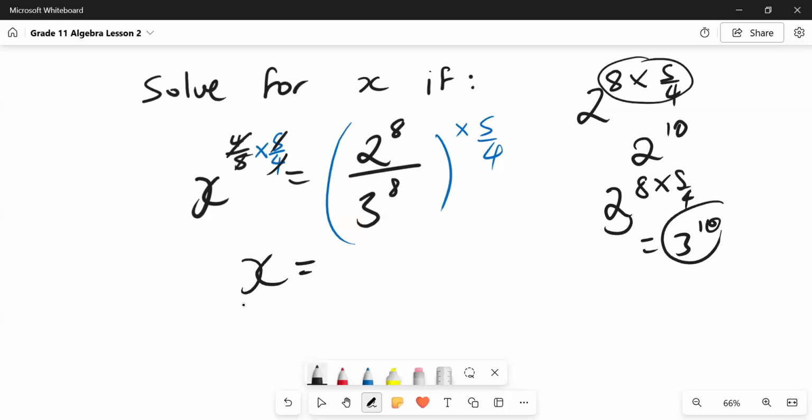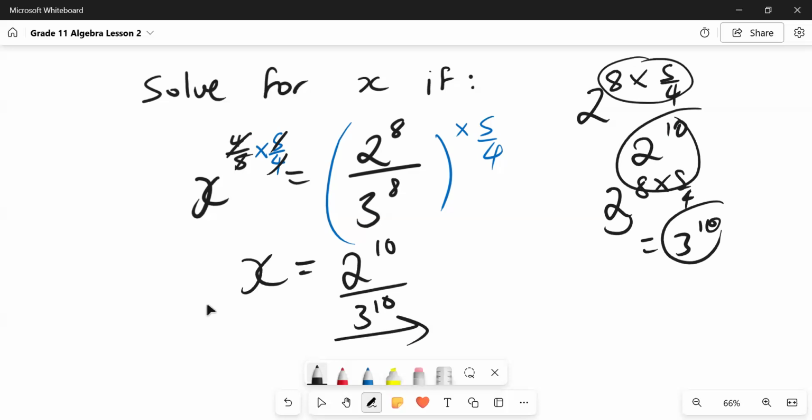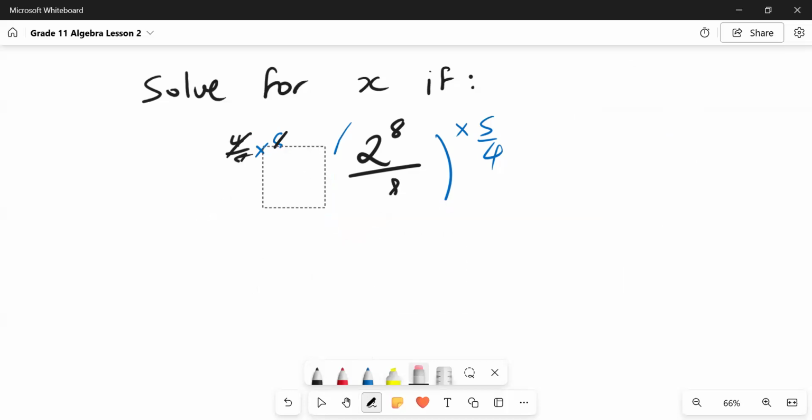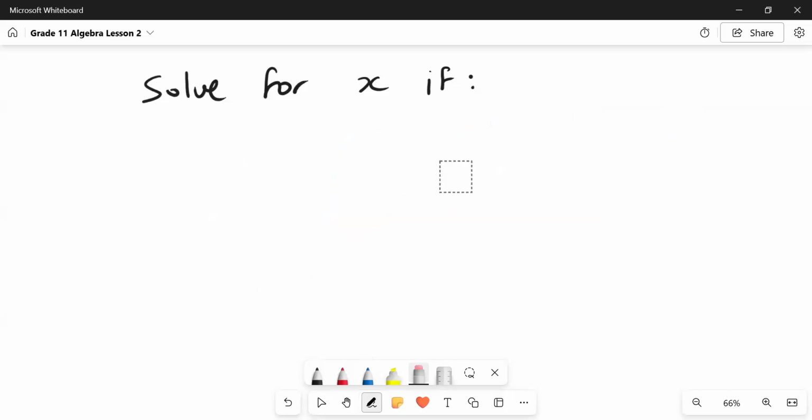So the final answers there, you'll have 2 to the power of 10 and then 3 to the power of 10. Then that's it. I hope it makes sense. Next example. Basically, it's our last example.